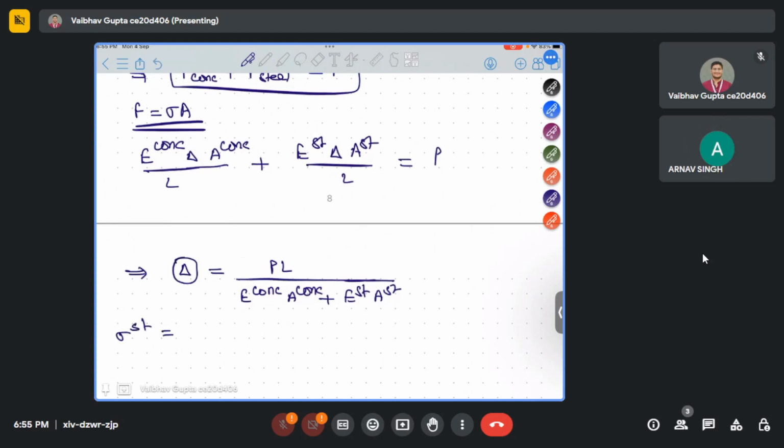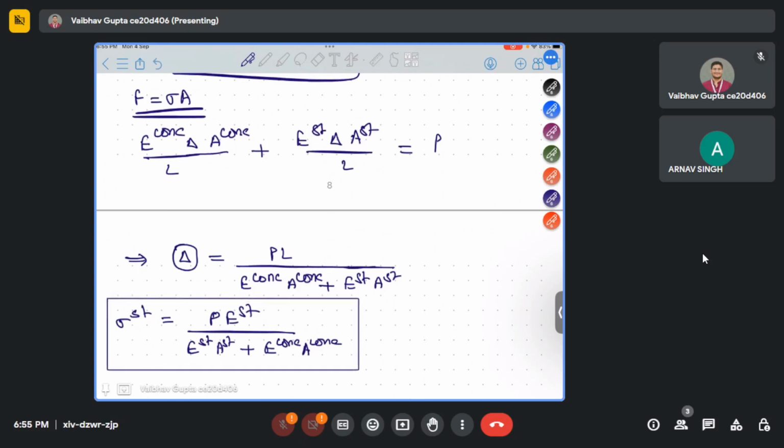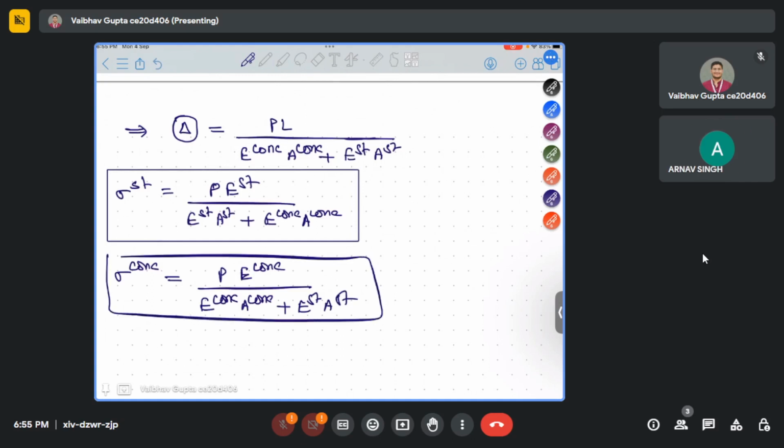Sigma of steel will be equal to P into E of steel upon E steel A steel plus E concrete A concrete. And sigma of concrete will be P into E concrete upon E concrete A concrete plus E steel A steel. So these are the 6 cases we saw in the week 6 lectures.